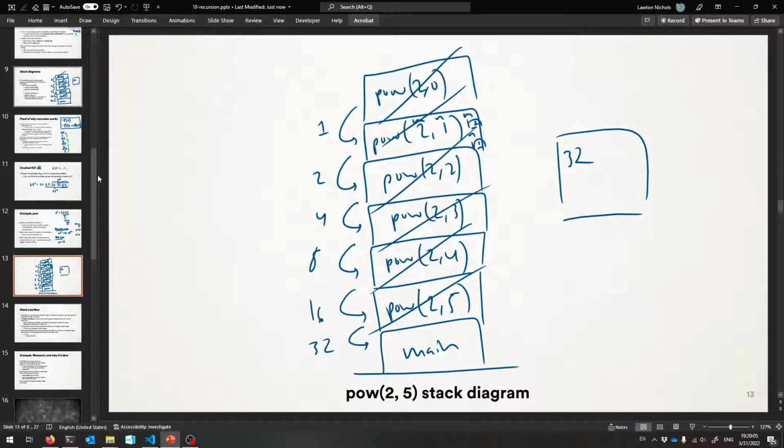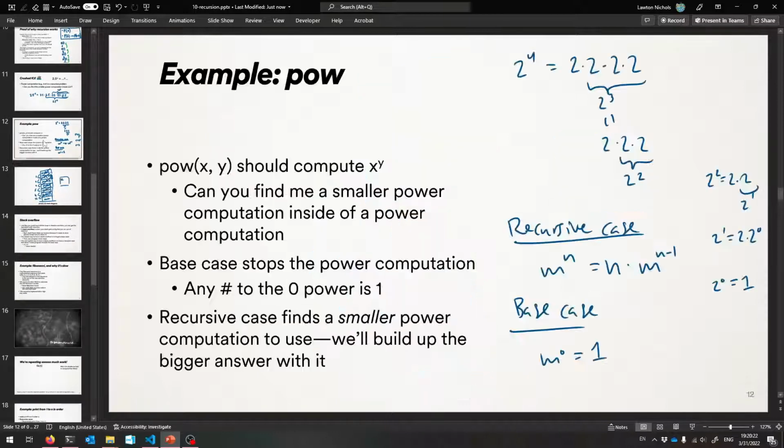Okay? So that is the stack diagram. Hopefully that makes a bit more sense why it's doing what it's doing. But it's all a matter of examples, I promise. The more examples you see, the more natural this will seem. Okay? But that is recursion. That's another recursive problem, computing the power of something to something else.